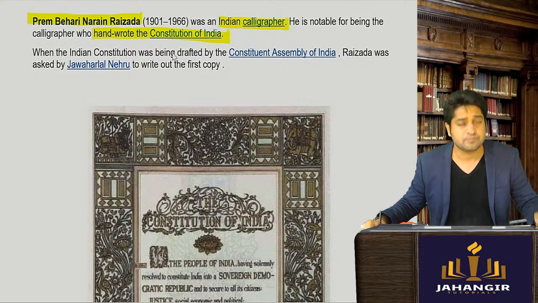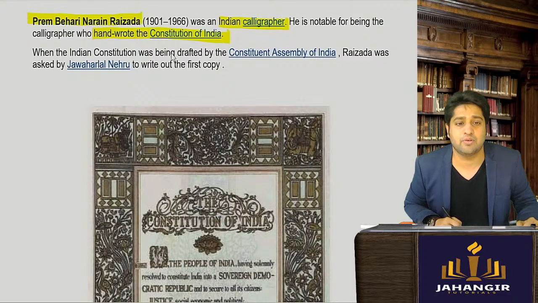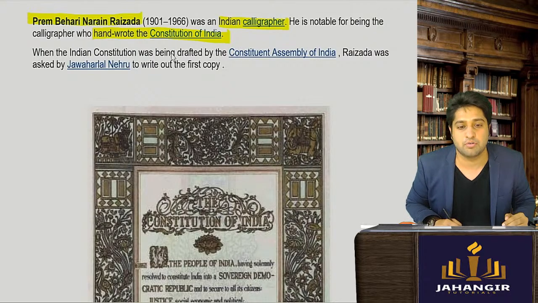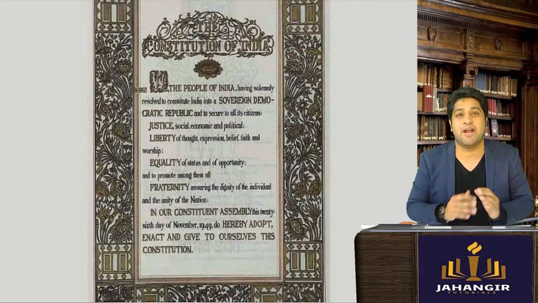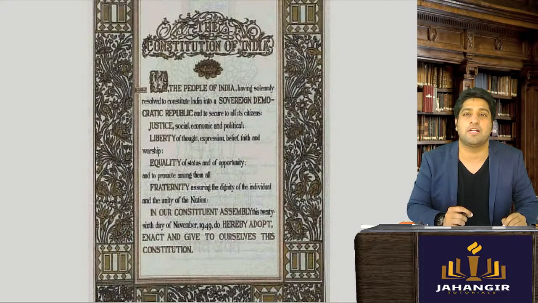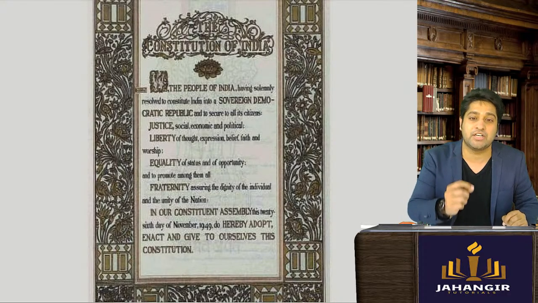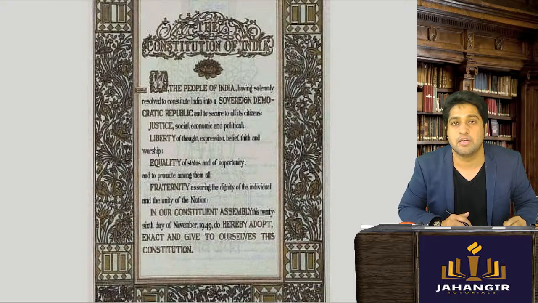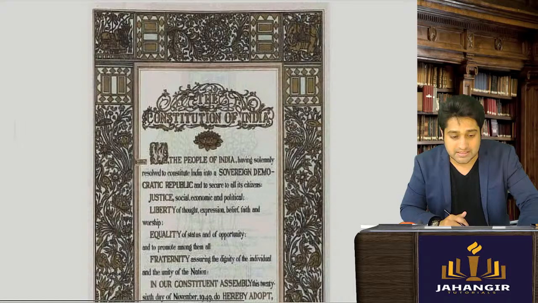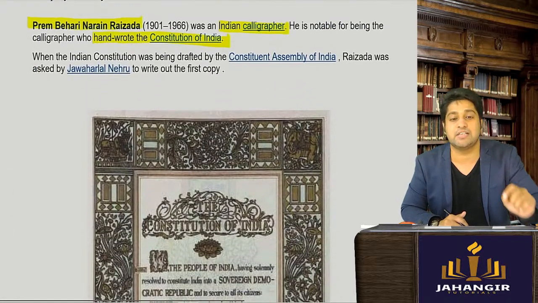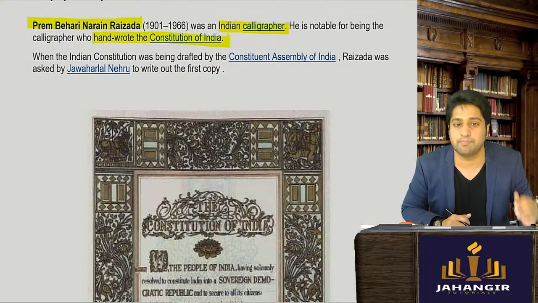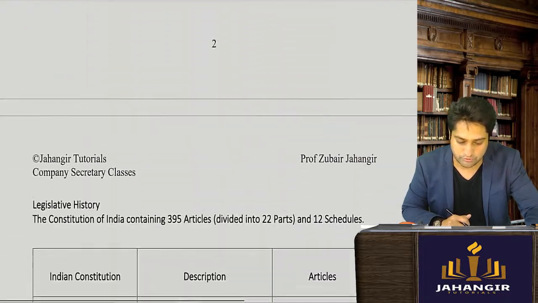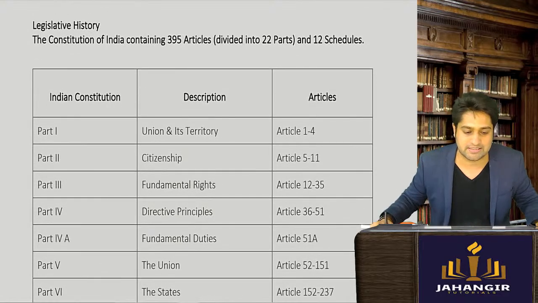When asked by Jawaharlal Nehru what consideration he wanted for writing the first constitution of India, he said, I don't want any amount. All I want is my name mentioned in the first constitution of India. So if you see the first constitution of India, his name is mentioned and his signature is there, as a consideration for him writing the entire constitution for us. Now we go to the legislative history.